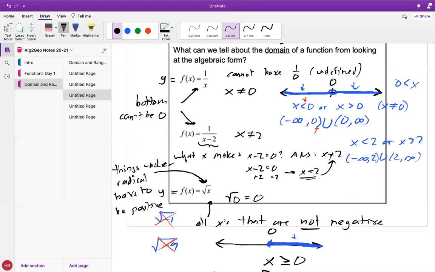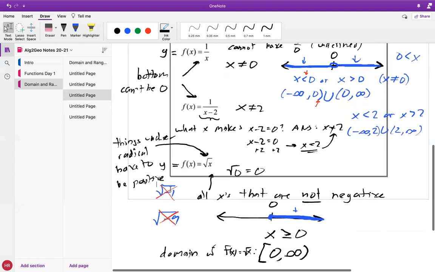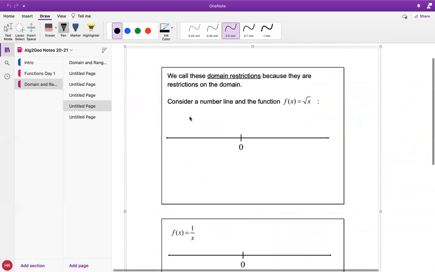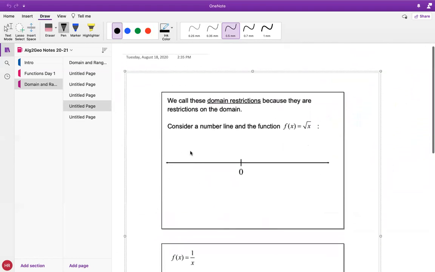So those are our two restrictions right now. Things on the bottom can't be 0. Things under square roots can't be negative. They have to be positive. Actually, "have to be positive" isn't right because it could be 0, so they have to be positive or 0. And that's why I could use this equal sign here. So we're going to see this. I'm going to sketch through these just so we can see.